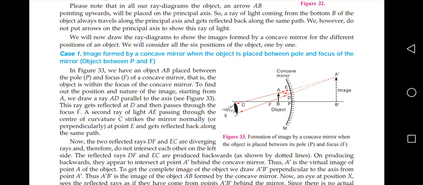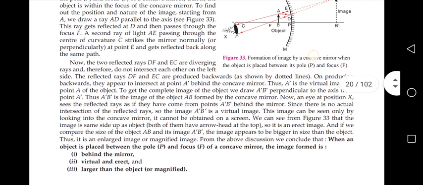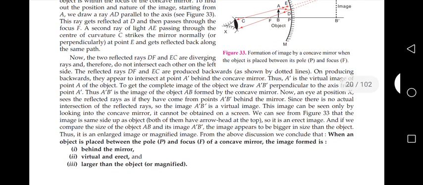And also you can see that this image is erect in nature, it is not inverted, it is just like the object. Okay, so these are the properties related to the image formation by a concave mirror when the object is placed between P and F. So we have three conclusions here. What is the position of the image?